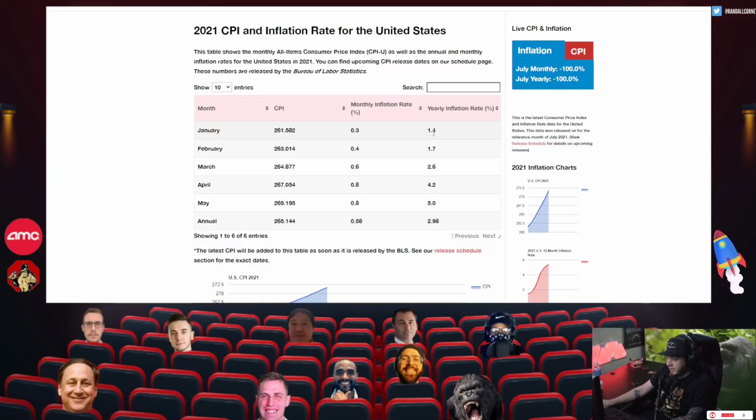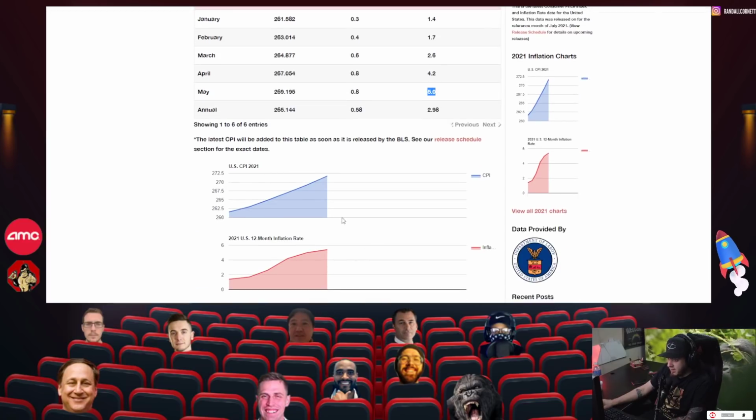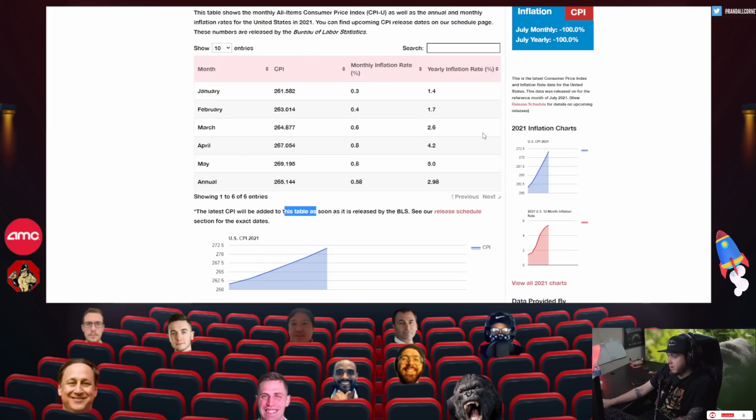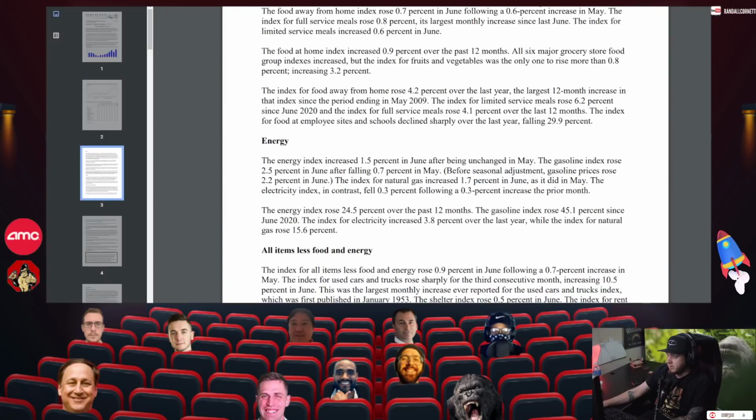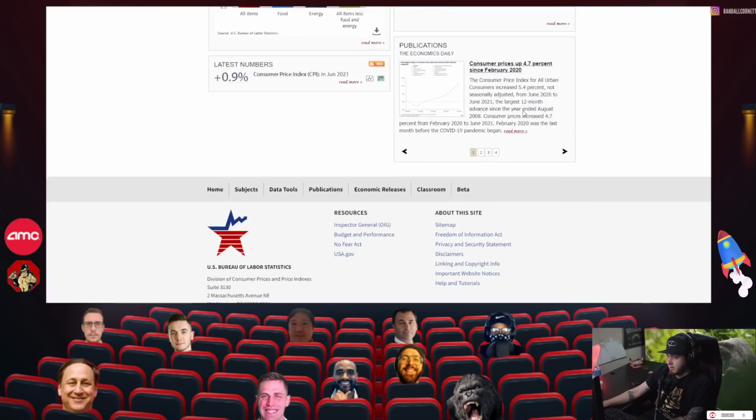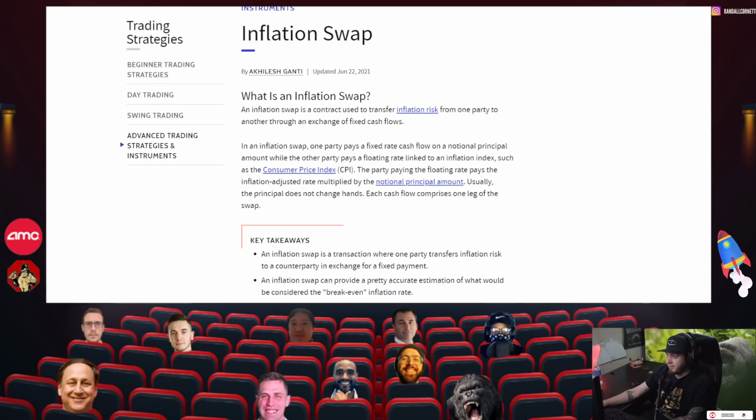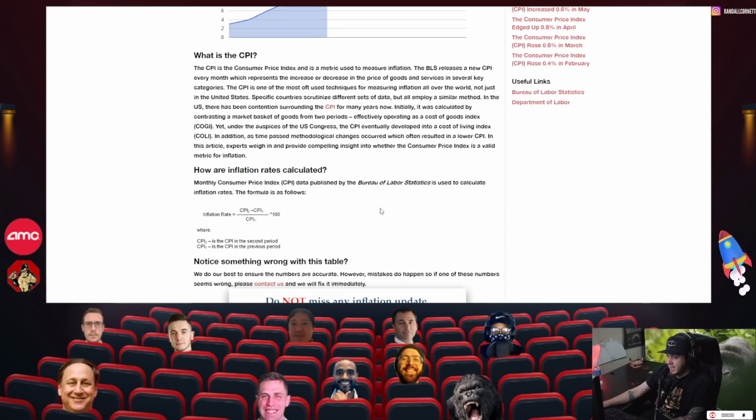But you see this inflation rate go from 1.4, 1.7, 2.6, 4.2, and 5%. You know, absolutely bonkers. The latest CPI will be added to this table as soon as it's released by the BLS. So we can't see this yet, but when it's updated, this is going to be something that I'm going to start tracking as well. So we have several different things to look at here.